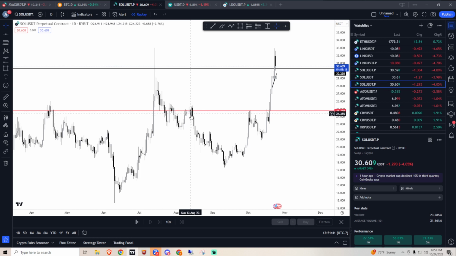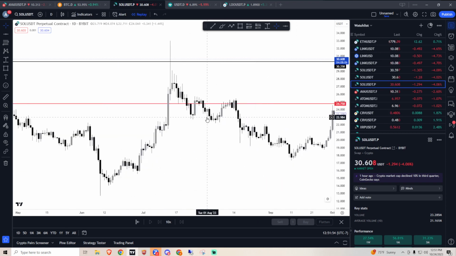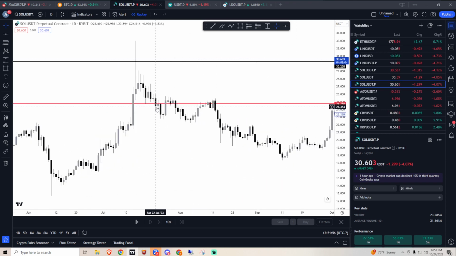So this was the breakout, right? Here's the support retest, confirmation to long, breakdown. Okay, we closed below. A lot happening here. We closed below, right? We turned this into resistance, confirmation to short, breakout, flipped it to support, confirmation to long, broke down, became SR, confirmation to short.